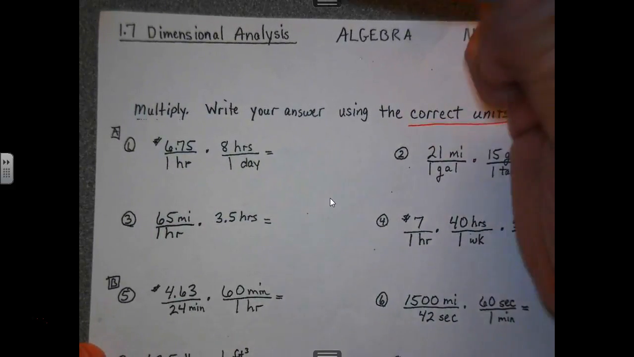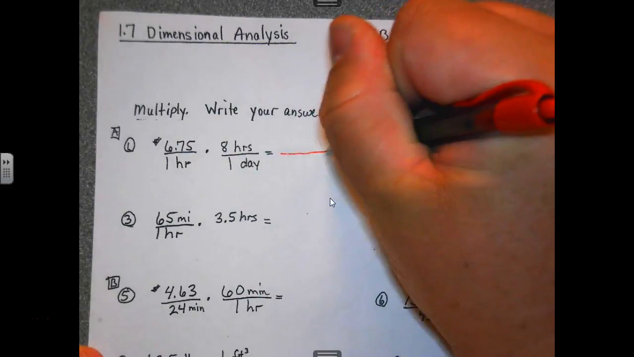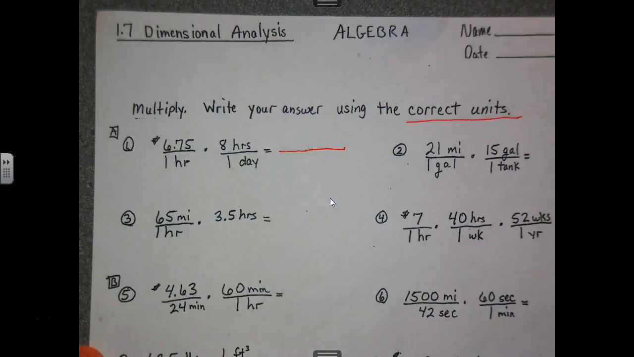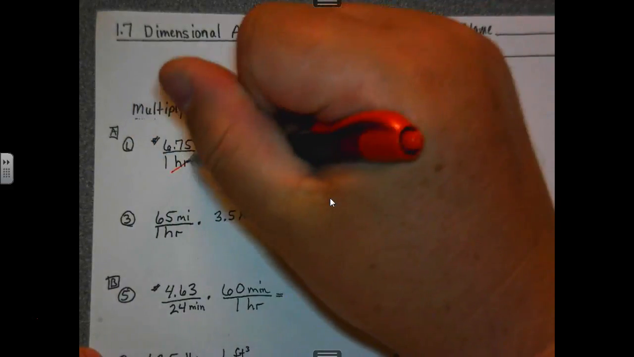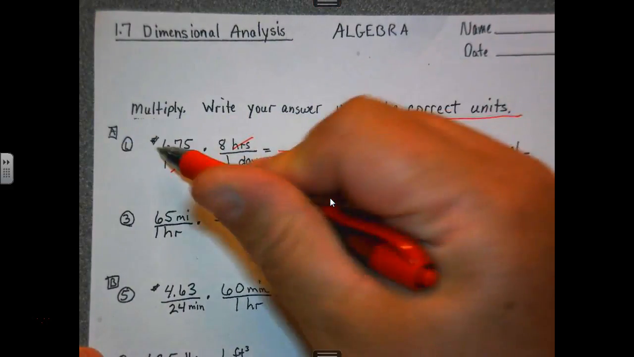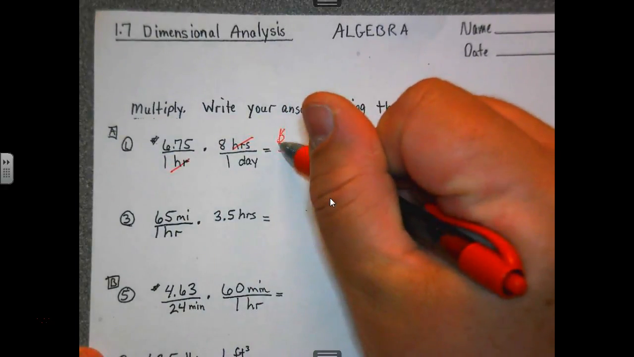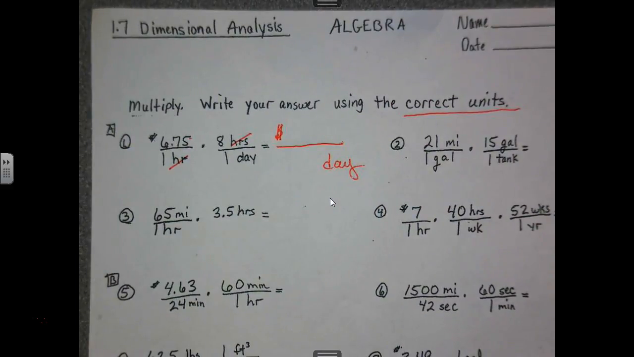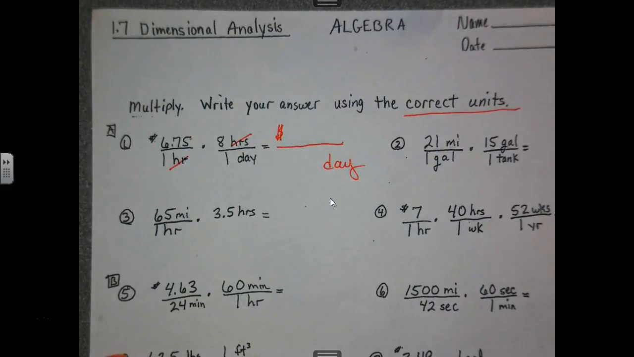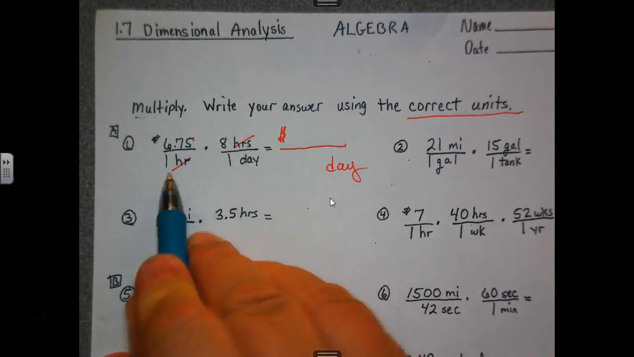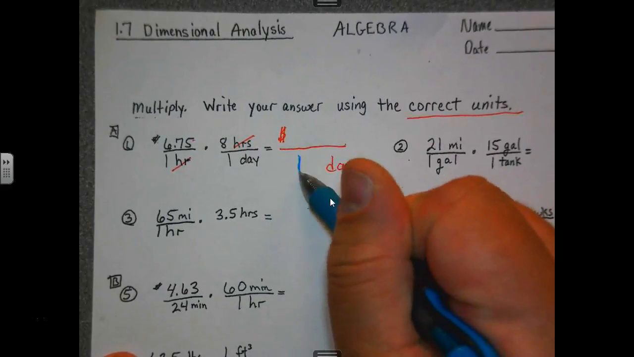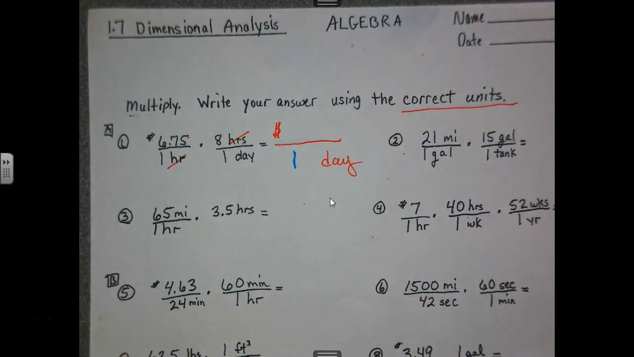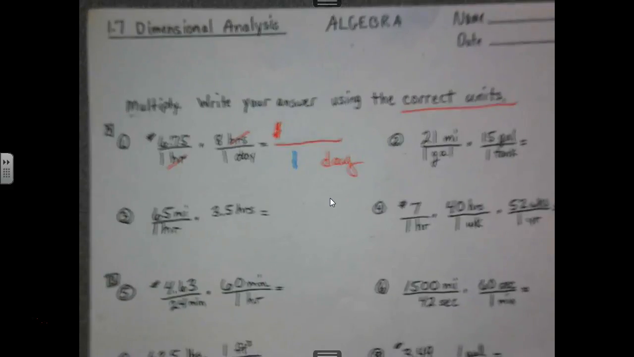Number one, let's see. What can I cancel out? Hours. So I'm going to have for my labels dollars and then day. Good. What about my numbers? I already have one unit in the denominator, right? So I already have my unit rate. There's no canceling out to do. All I have to do is take 6.75 and multiply by 8. I think I can get it in my head.